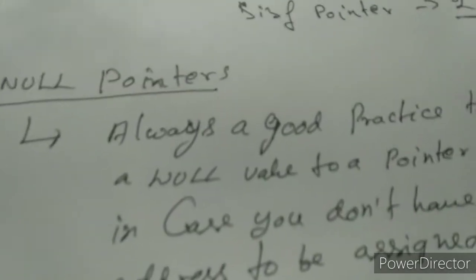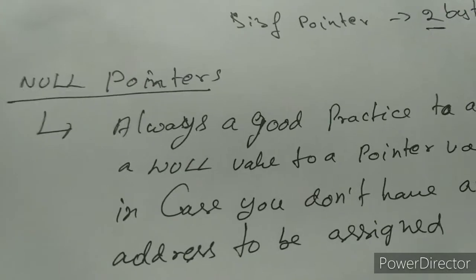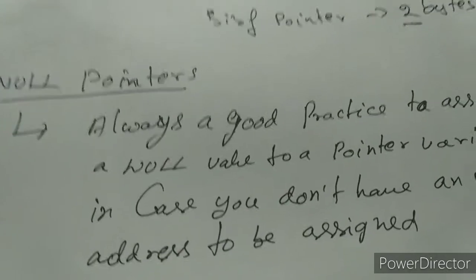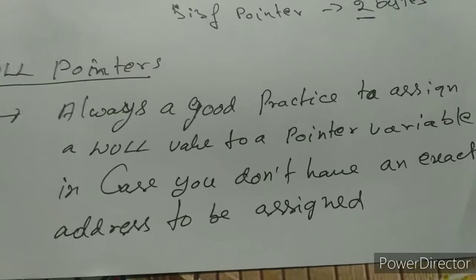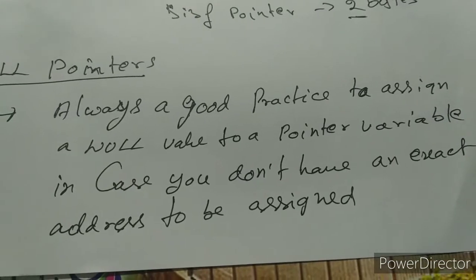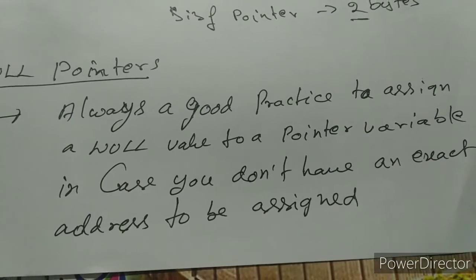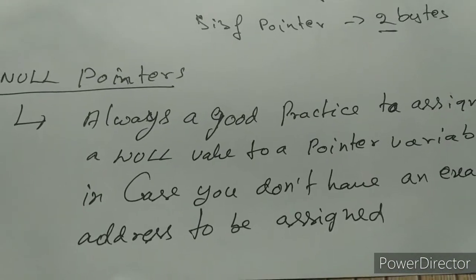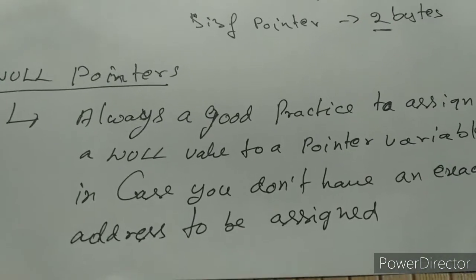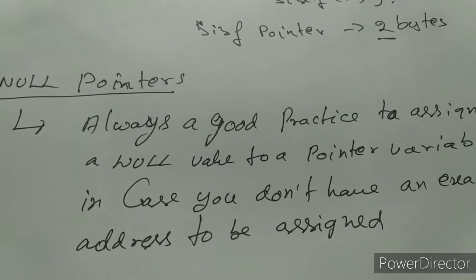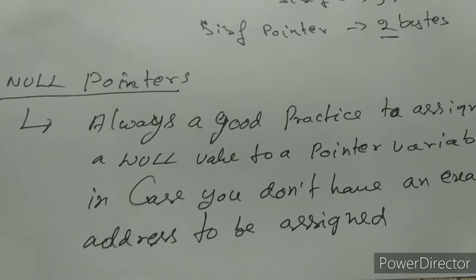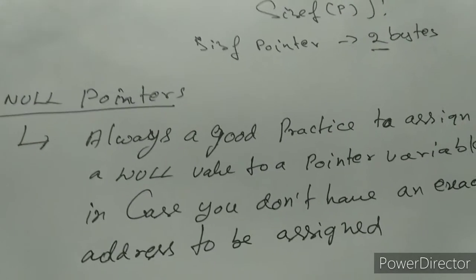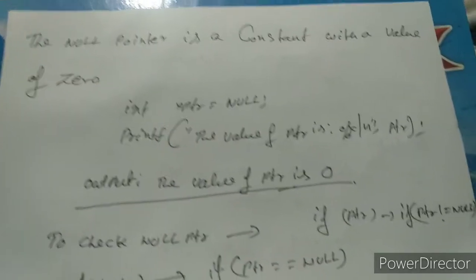About the null pointer: how null pointers play an important role in daily life. It is always good practice to assign a null value to a pointer variable in case you don't have an exact address to assign. Basically the pointer points to the address of a memory location. Sometimes if you don't know the particular address, it is better to assign a null pointer. How does a null pointer look?